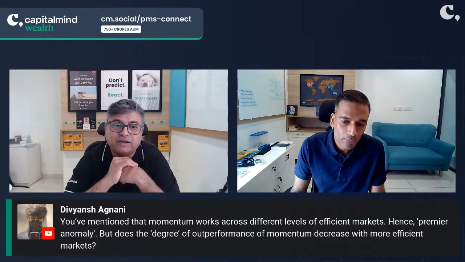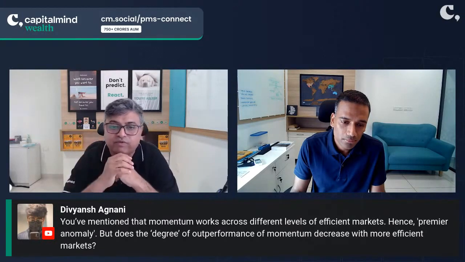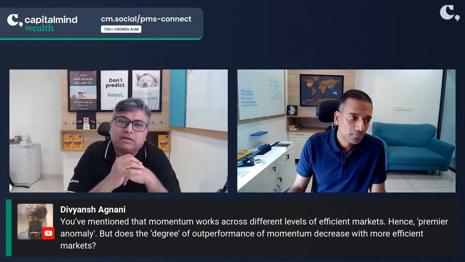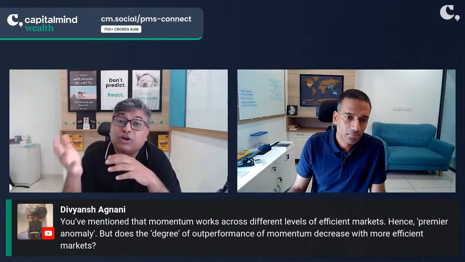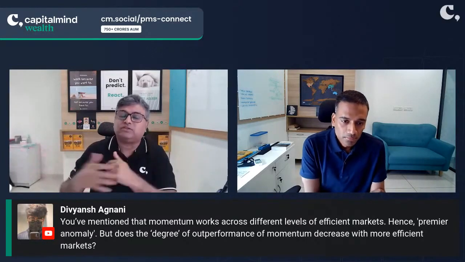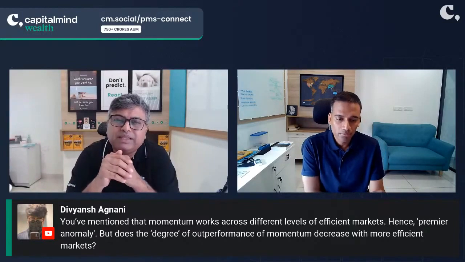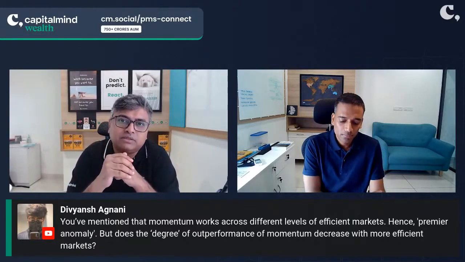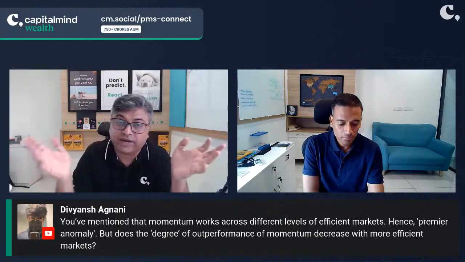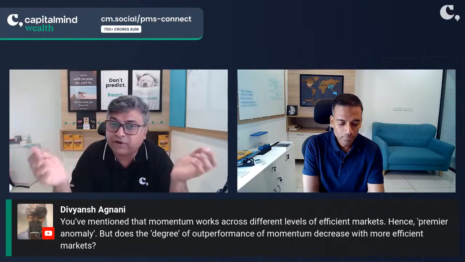Divyesh mentioned that momentum works across different levels of efficient markets. It's a premier anomaly, but there's a degree of outperformance that decreases or increases with more efficient markets. I'll tell you what, the US is efficient. Everybody says that. And yet ARK as a fund, of course, they're not a momentum fund, but they invested in stocks which have a lot of momentum. They don't have a stop loss, so they lost a lot of money when these stocks came down. But they made insane supernormal returns last year. That was momentum playing its part. It may have been in great companies, Shopify, Netflix.